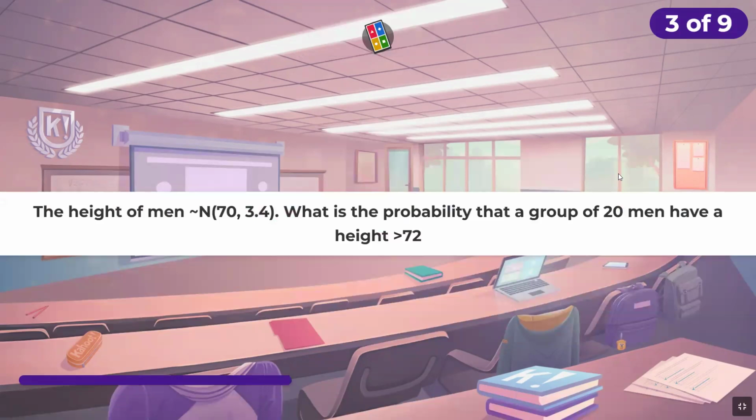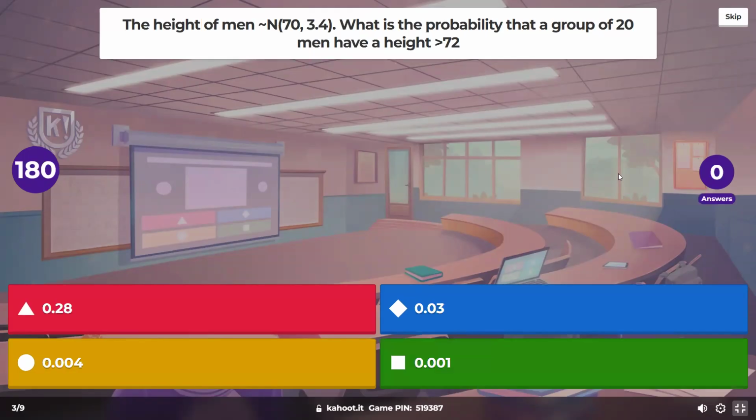The height of men is a normal distribution like this. What's the probability that a group of 20 men have a height greater than 72 inches? Okay, so we've got our three distributions here. What's the first thing we have to calculate? Standard error, good.